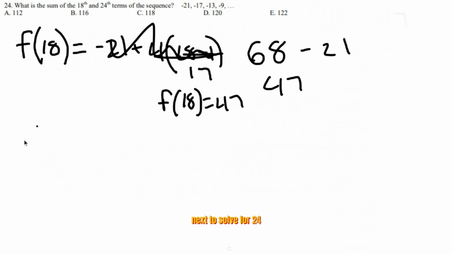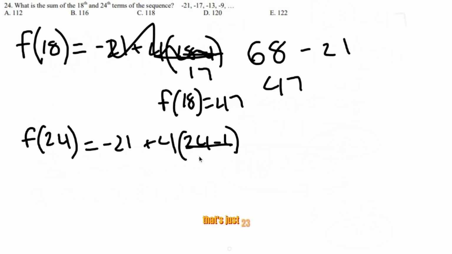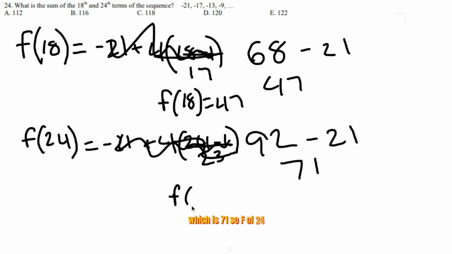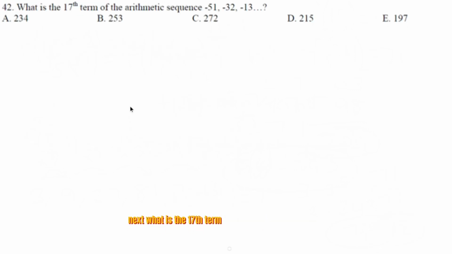Next, let's solve for 24. F of 24 equals negative 21 plus 4 times 24 minus 1, which is just 23. 4 times 23 is 92. Now this entire thing simplifies to 92 minus 21, which is 71. So f of 24 equals 71. Alright, so we need to find the sum. So 71 plus 47. That equals 118. And that's your answer.